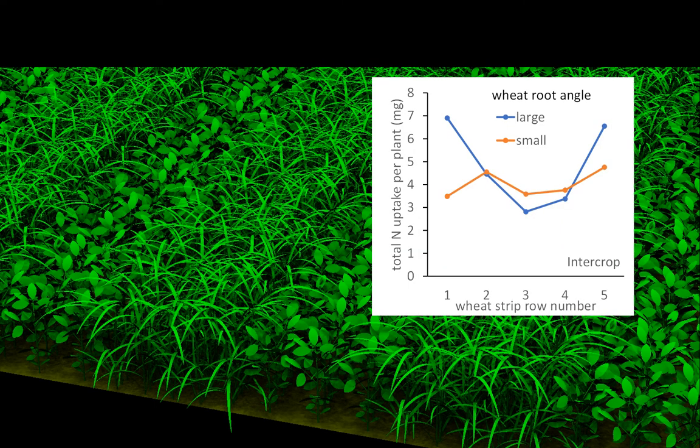And the modeling allows us to dig a little bit deeper. If we look at this wheat root angle and we have a look at the total plant nitrogen uptake, so the total uptake during the lifetime of the plant for the wheat plants in the different rows within the wheat strip. In this particular configuration, we have 5 wheat rows within the strip, and you can see a very clear difference between the situation with a large and with a small root angle. The plants in row 1 and row 5 take up much more nitrogen than the rows in the middle, but also than rows 1 and 5 in the case of a small wheat root angle.